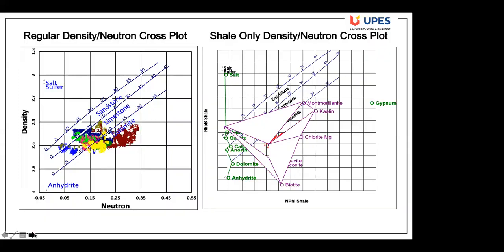Then for lithology identification, these are two standard graphs. The second one you can use when you are working for shaly formations, only for shales, the density neutron cross plot. And this will help you to identify what kind of minerals are present in the shale. So you can use this standard graph to identify the lithology.